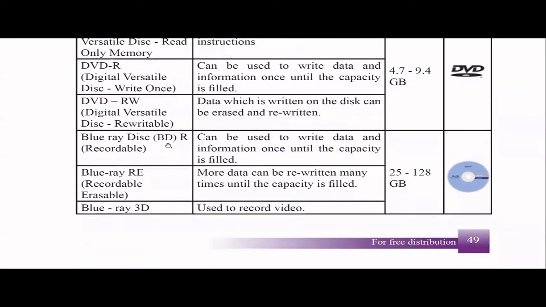So here it is recordable, right? You can record the information only once, and after that you have to read only. Here, recordable and erasable: you can read and write as much as you like. Then the final one is Blu-ray 3D, which you use to record video itself.